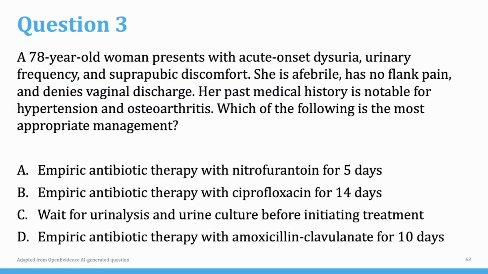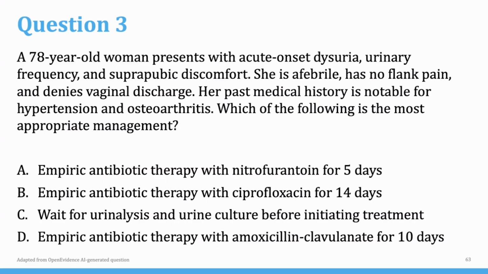So our next question now involves a 78-year-old woman who comes in with acute onset dysuria, urinary frequency, and suprapubic discomfort. She's afebrile, has no flank pain, and denies vaginal discharge. Her past medical history is notable for hypertension and osteoarthritis. Which of the following is the most appropriate management?